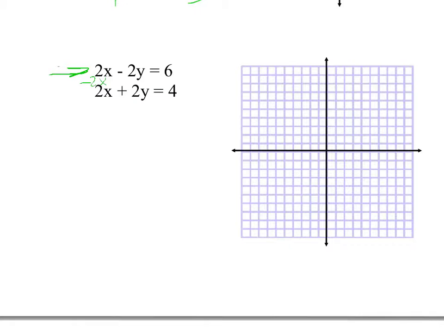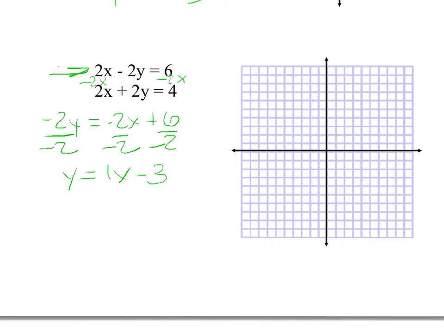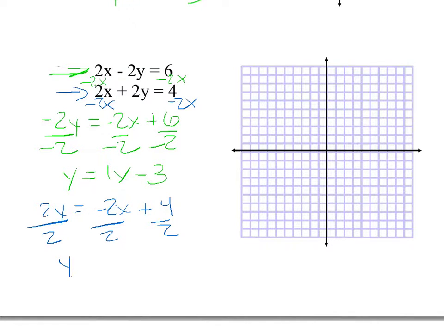I'm going to move the 2x over, minus 2x. So I get negative 2y equals negative 2x plus 6. Divide everything by negative 2. So y equals 1x minus 3. The other one I'll do in blue. So that's this one. I move the 2x over. So I get 2y equals negative 2x plus 4. Divide everything by 2. So y equals negative 1x plus 2.